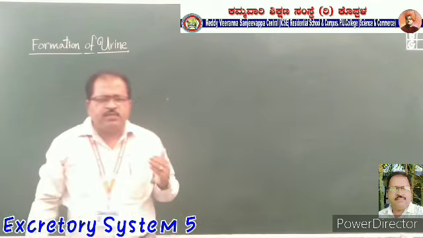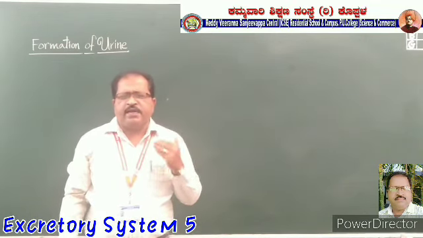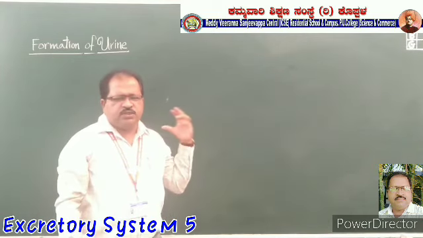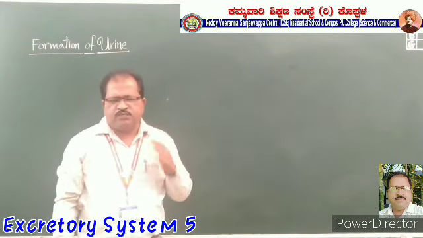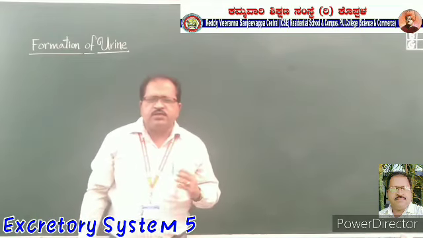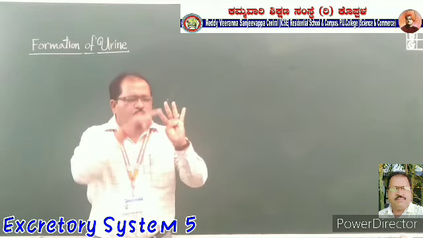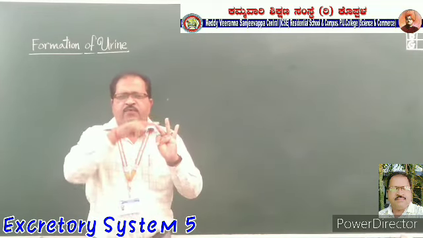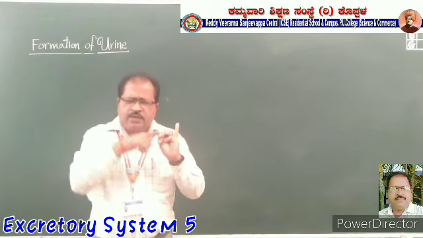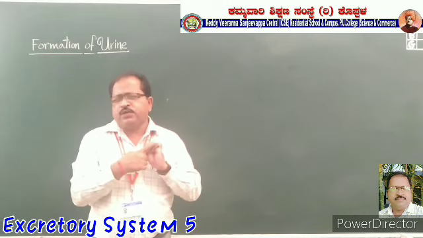As we have learned about the structure of the nephron, let us once again recollect the structure of the nephron a little, which is related to this information, that is the formation of urine. The nephrons have four major parts: one is Bowman's capsule, another is the proximal convoluted tubule, next the loop of Henle, and the distal convoluted tubule.